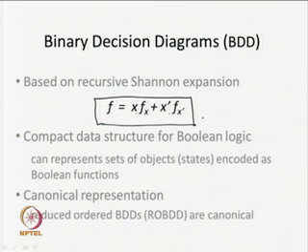So, with the help of this Shannon expansion, we can represent any Boolean function, and the BDD is based on this particular Shannon expansion. What is BDD? It is a compact data structure for Boolean logic. Eventually we will find that it is a compact way of representing our Boolean logic or Boolean function. On the other hand, we can represent our state space also with the help of BDDs, because state space can be represented with the help of a combination of some Boolean function.